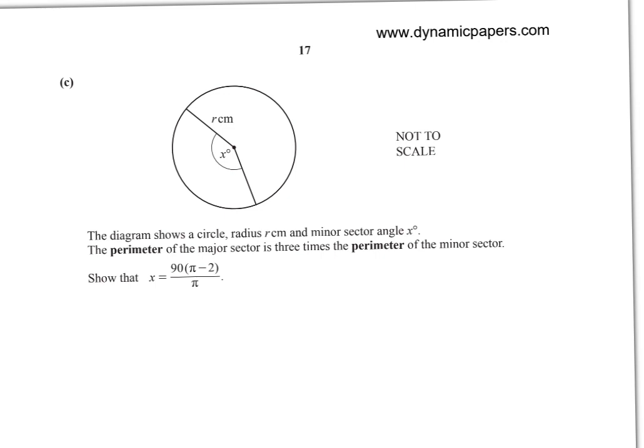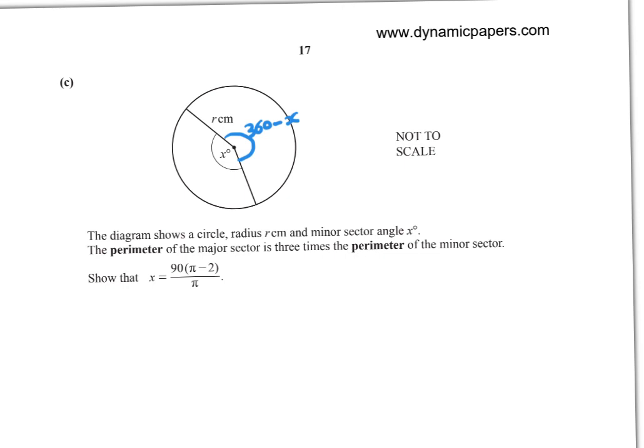Now see, the diagram shows a circle of radius r and the minor sector angle x. The perimeter of the major sector is 3 times the perimeter of the minor sector. Show that x equals 90 times (pi minus 2) over pi. If the minor sector has angle x, then the major sector is 360 minus x.